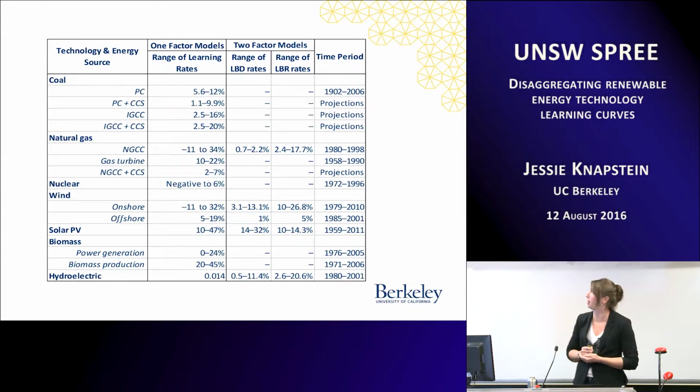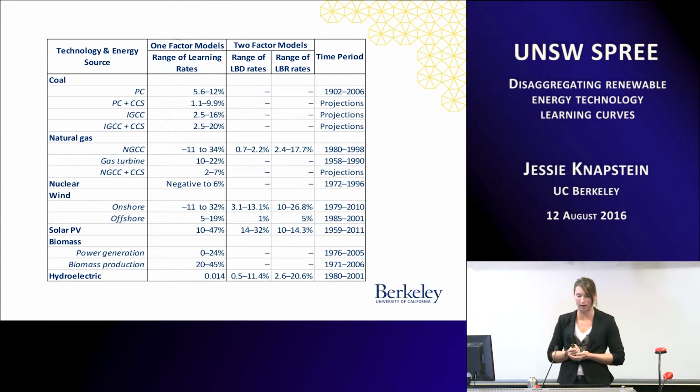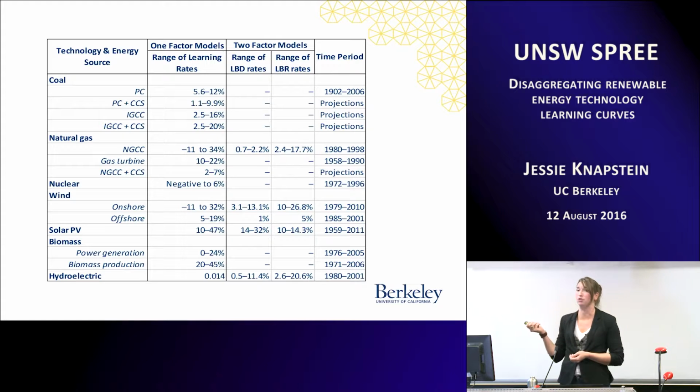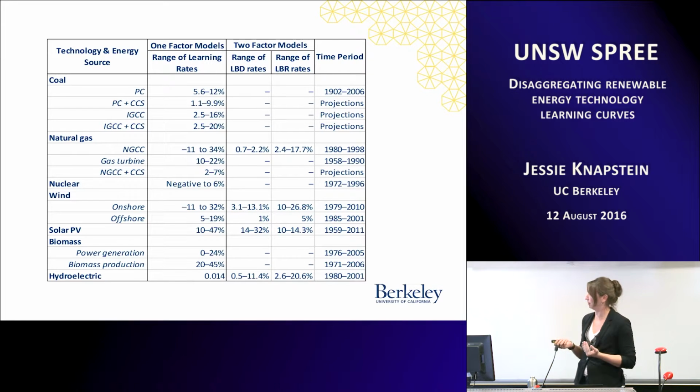All right, so there are a lot of complications that come along with even these models. This is a survey of 76 different learning curve models, all the ones that I could find so far, showing the variations in the learning rates from those different models. If you look at just onshore wind, it goes from -11 to 32%. Those are all over the place. That's pretty useless for almost anything.